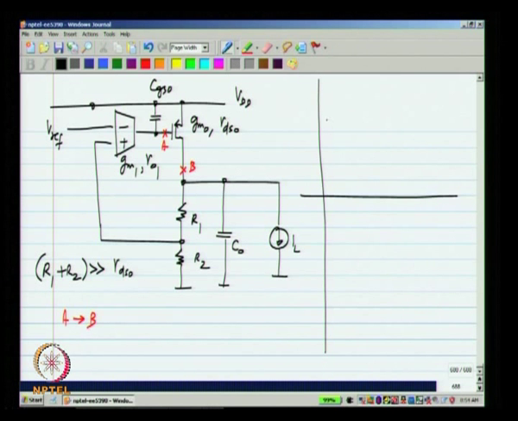So, from A to B we will have a response like this with a DC gain GM0 times RDS0, and the pole will be at 1 over RDS0 times C0. Okay. And it will roll off at 20 dB per decade. This is the transfer function from A to B, and the DC value would be GM0 RDS0.